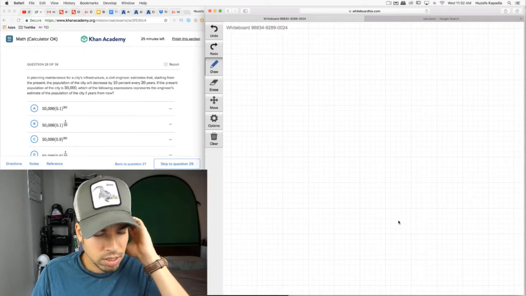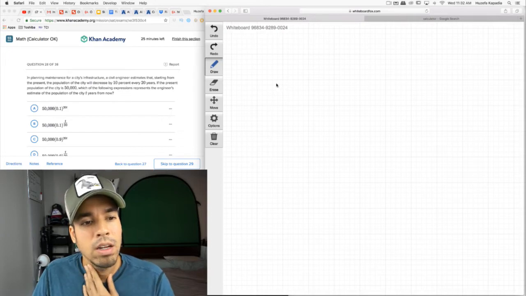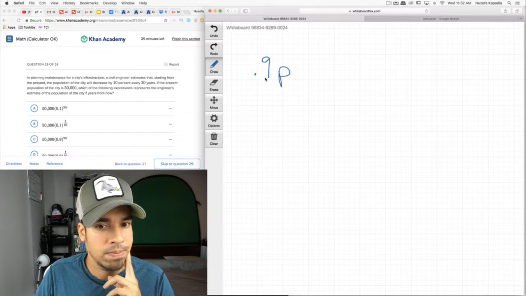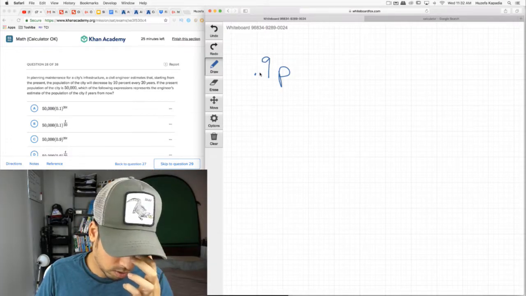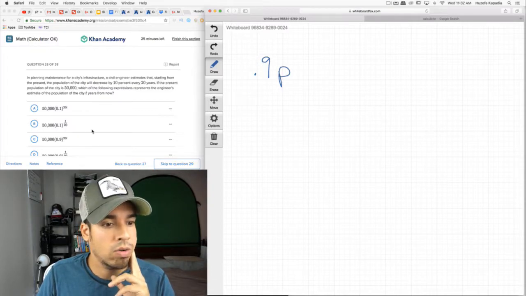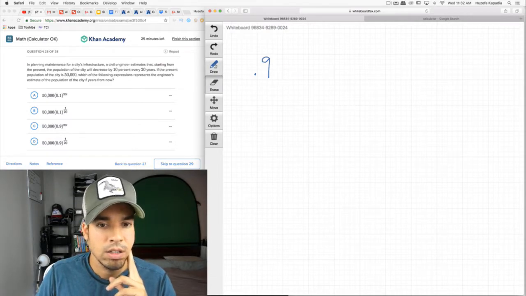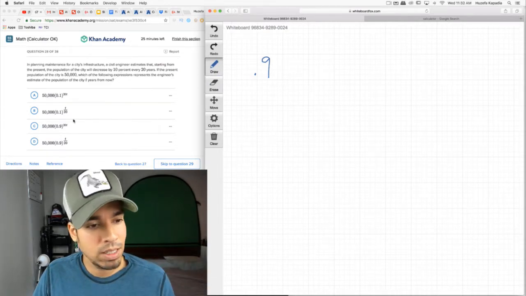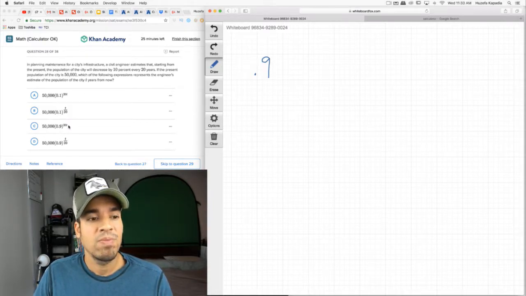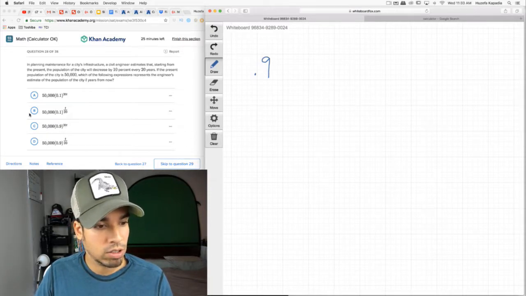In planning maintenance for a city's infrastructure, a civil engineer estimates that starting from the present, the population of the city will decrease by 10% every 20 years. Okay. I can already start to eliminate, by the way. If it's decreasing by 10%, that means the value in here can't be 0.1, it's got to be 0.9. Because that first 20 years, we're decreasing by 10%, so we're going to have 90% of what is left. So A and B are out.